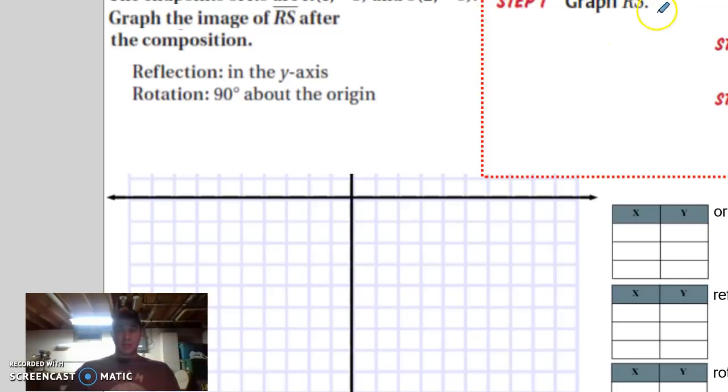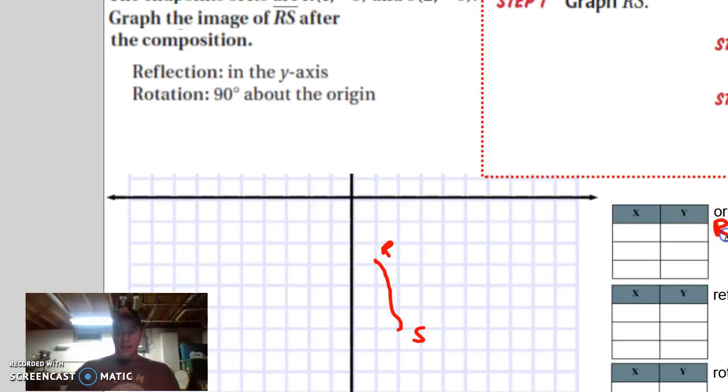The first one with any of these compositions, you've just got to graph the original. The original image here is a line segment. That's RS, and we said that it's at (1, -3). So if this is my x and y axis, (1, -3) is going to be down here in the fourth quadrant. So that's R. And then S is at, let's see, (2, -6). So (2, -6). There's S. Connect them. Oh, that's not a very straight line.